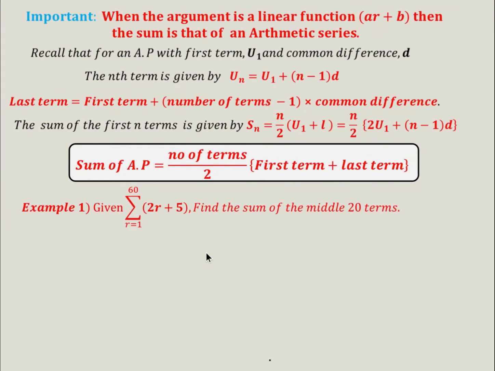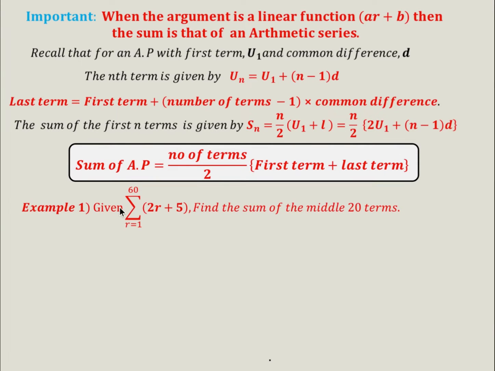The first example says, given the summation from r equals 1 to 60 of (2r plus 5), find the sum of the middle 20 terms. You can see that the question is tricky because our formula is talking about the sum of the first n terms, and now the question is asking us to find the sum of the middle 20 terms.